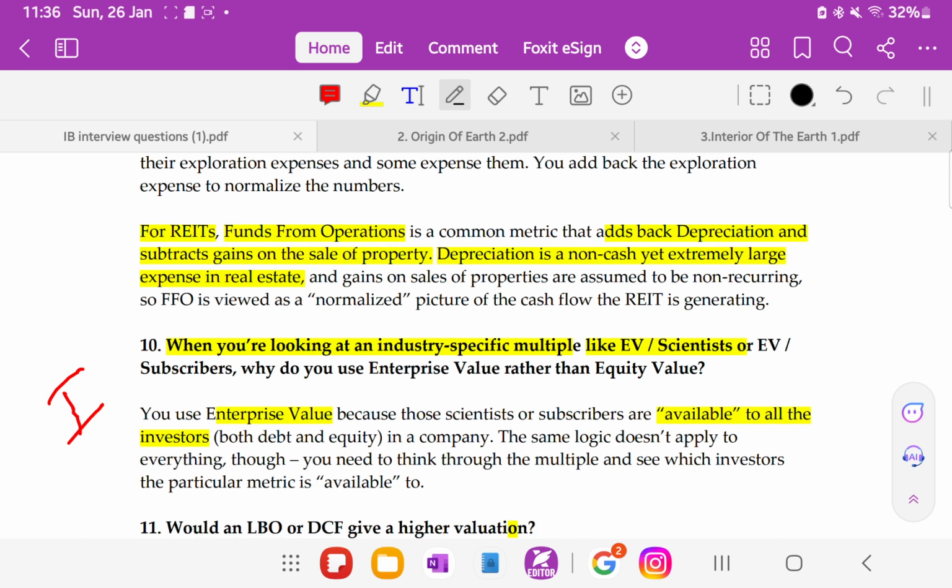When you are looking at industry specific multiples like EV by unique visitors or EV by subscribers, why do you use enterprise value rather than equity value? You use enterprise value because those visitors and subscribers are available to all the investors, both debt and equity in the company. The same logic doesn't apply to everything, because you need to think through the multiples and see which investors a particular metric is available to.